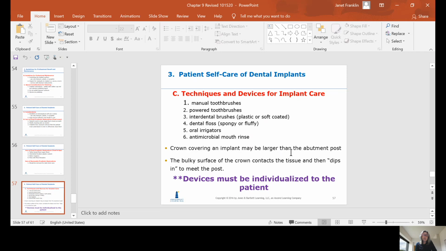Devices must be individualized to the patient. Most importantly, if a patient is having dexterity problems and can't hold floss very easily, don't give them super floss. Don't give them floss threaders. Something like an oral irrigator or an interdental brush would be better. So we're going to tailor, and this holds true for natural teeth and every patient, your home care devices need to be individualized.